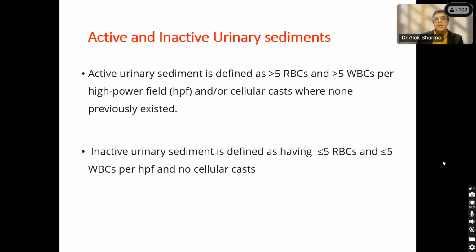On the flip side, an inactive urinary sediment would usually have 5 or fewer RBCs and fewer than 5 WBCs per high power field, and it should not usually have any cellular casts. The cellular casts are a good indicator of active sediment. Many times clinicians, especially nephrologists, when they ask for active sediments, are expecting you to comment on the RBCs. So you should pay attention to distinguishing between RBCs, WBCs, and other cellular elements very carefully.